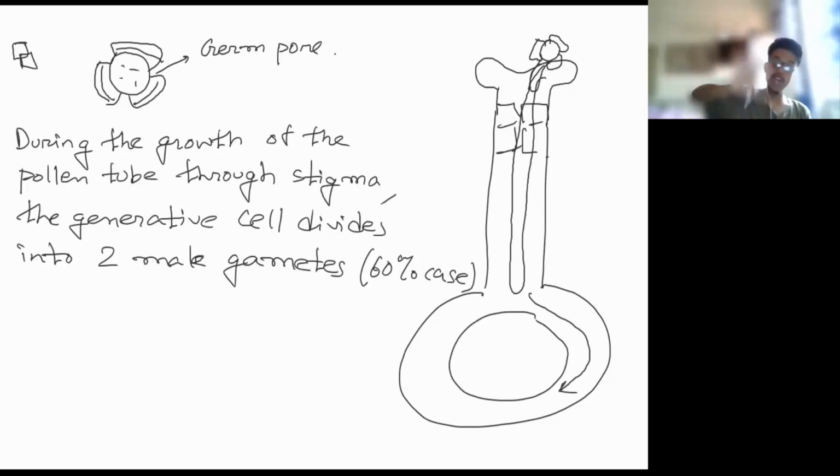In the 40% case, we already have the 2 male gametes. So now the male gametes are moving through the pollen tube. Next, after the pollen tube reaches the ovary, it enters the ovule through the micropyle and then enters one of the synergids through the filiform apparatus.